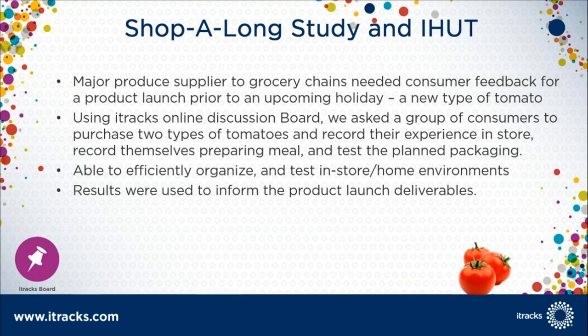The product was a tomato that had less juice, if you will, so it was better for hamburgers and relish trays, and didn't have a lot of juice to change the taste or make buns soggy. They were also testing some new packaging. So using our online discussion board, the participants were asked to go out to the store and do some shopping. They were to purchase two types of tomatoes, record that in-store experience, and then go home and record themselves preparing the meal and also test the planned packaging.